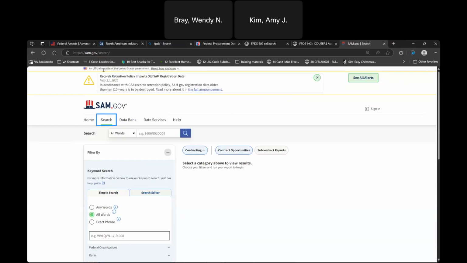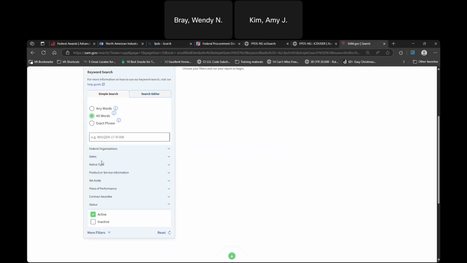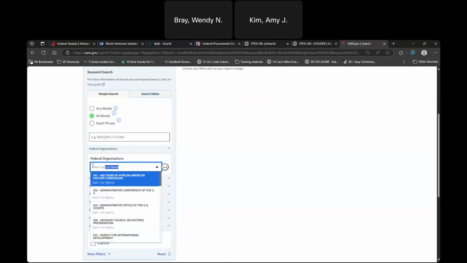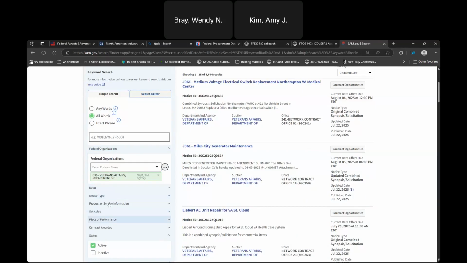Let me go back. All domains. There we go. Before you click on contracting from all domains, you'll see that what used to be there is not there anymore. It just says federal organization. But if you click on contracting and then come back, you see all the different fields that were there before. So what I want to search for is Department of Veterans Affairs. And then I also want to search for the NAICS code, which falls underneath the product service code. Once you open it up, the NAICS code will be there. And I want to search for 339113.